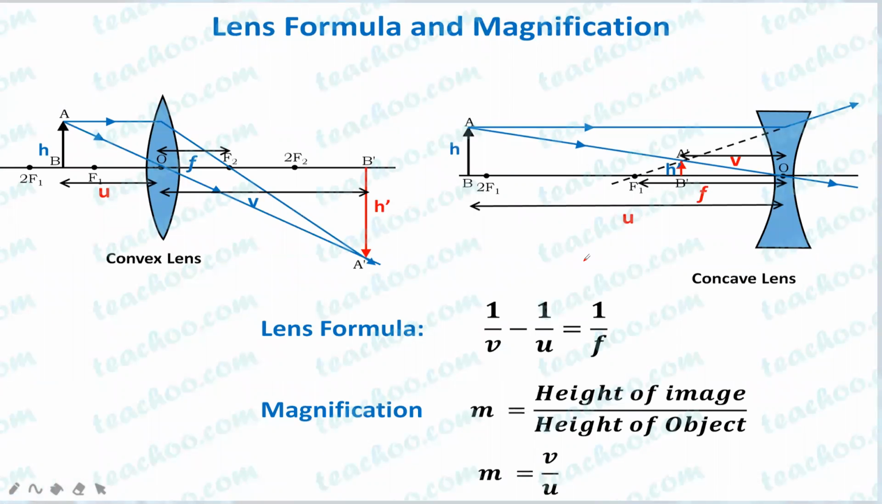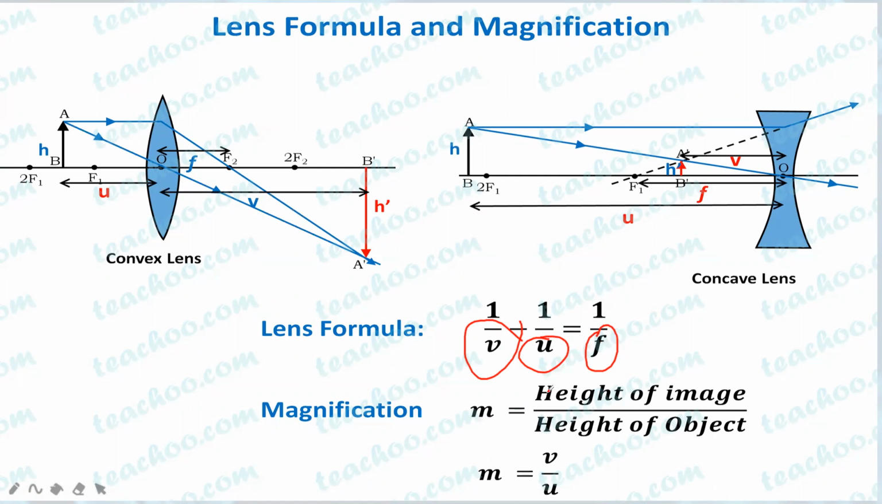As we have done mirror formula, here we have to do lens formula. The symbols written here, V, U and F, are similar to the symbols that we have already studied in mirror. V stands for image distance, U is for the object distance and F denotes the focal length. Lens formula is slightly different than mirror formula. Lens formula is 1 upon V minus 1 upon U is equal to 1 upon F, whereas mirror formula was 1 upon V plus 1 upon U is equal to 1 upon F. So here there is a difference between the lens formula and mirror formula.